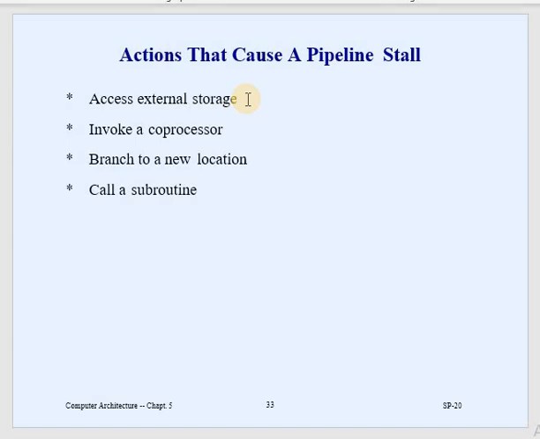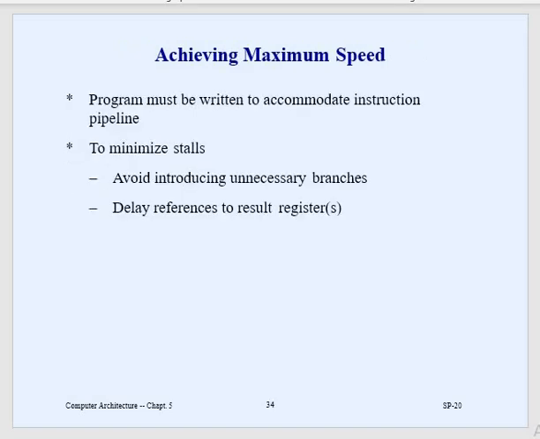Whenever the program jumps to a new location, the decision box comes in the processing, and upon the decision the computer has to jump to some branch, then the stall also occurs, and also whenever we call a subroutine. So these are the causes due to which the stall occurs in the execution pipeline.